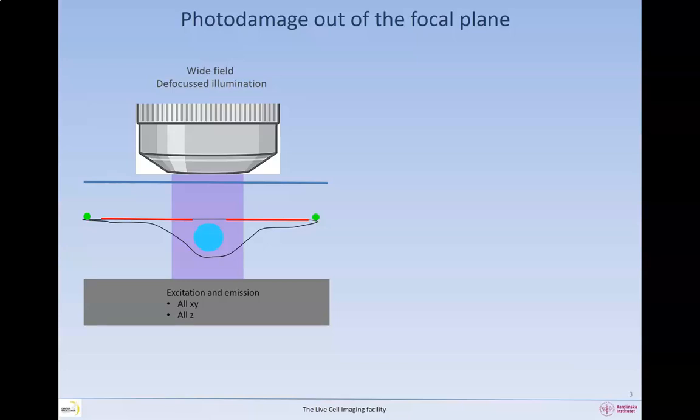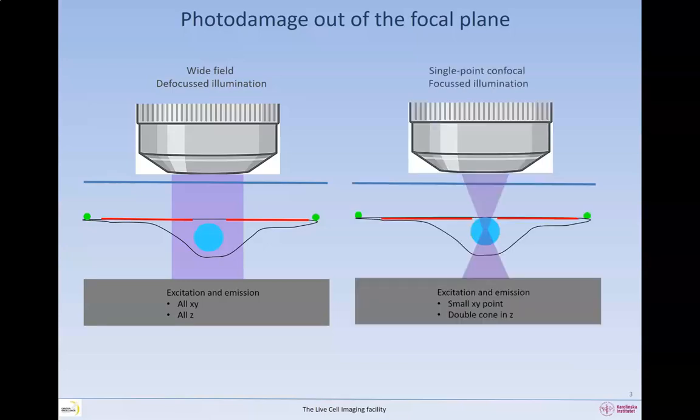When using a single point confocal, the light is focused in one plane, but as you can see here, we do not only excite the focal plane, but also the planes below and above in the shape of a double cone, but to a much less extent than in wide field. This also means that fluorophores out of the focal plane will be excited too and bleached, thus inducing photo damage in the sample.